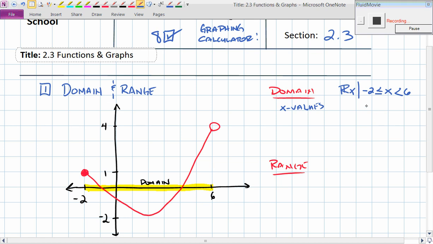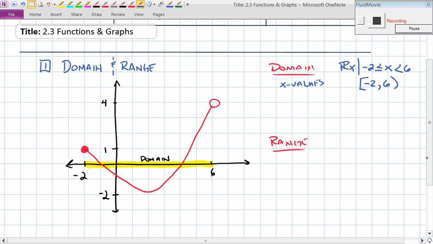The other way that we could write it is like this. Bracket, -2, 6, with a parenthesis. The bracket is used if the -2 is included in the graph, and the parenthesis is used if the point is not included. So in this case, the 6 is not included, so we would leave it just like that.